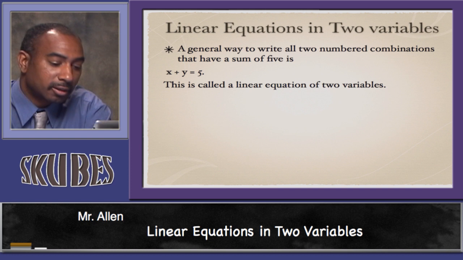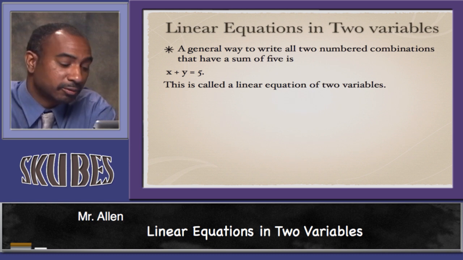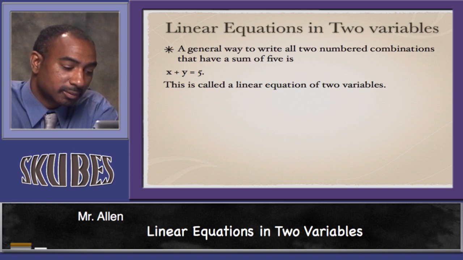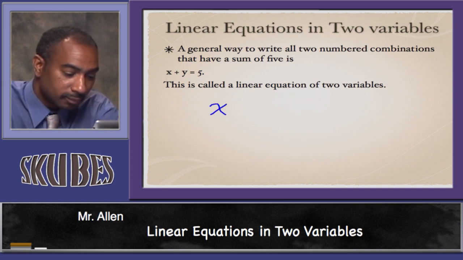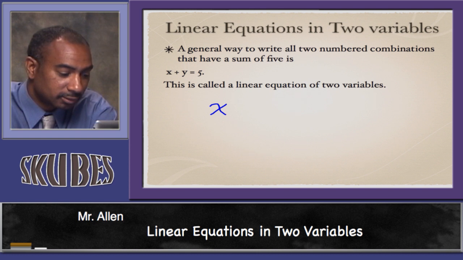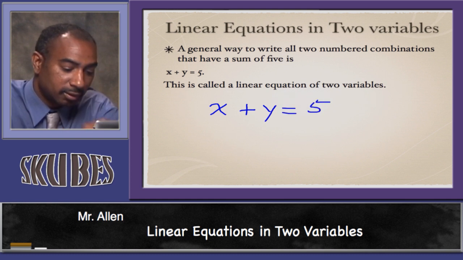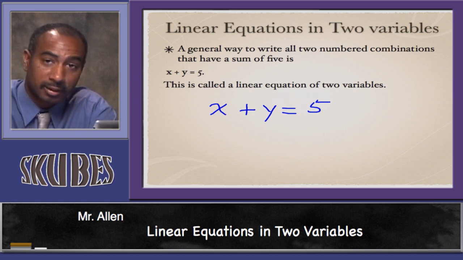A general way to write all number combinations that have a sum of 5 is x plus y equals 5. This is called a linear equation in two variables. So what we're saying is all numbers on the x-axis plus all combinations of numbers on the y-axis that add up to 5. So that's a general way to state that.